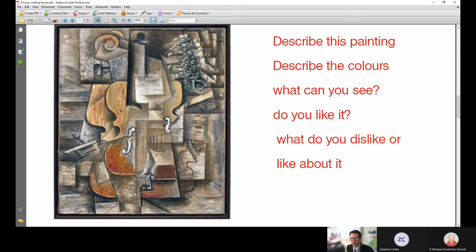So how are we going to describe it? Well, describe the colours. What can you see in it? I can see the sort of violin shape coming down here. I can see parts of a musical instrument there. There are grapes up here.